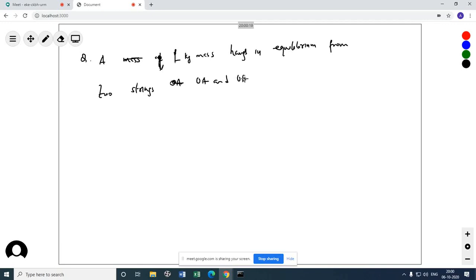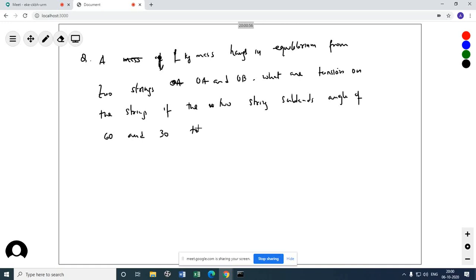You have to draw it. Which one is OA? You have to find out. What are the tensions on the strings if the two strings subtend angles of 60° and 30° to the roof from where the strings are fixed.